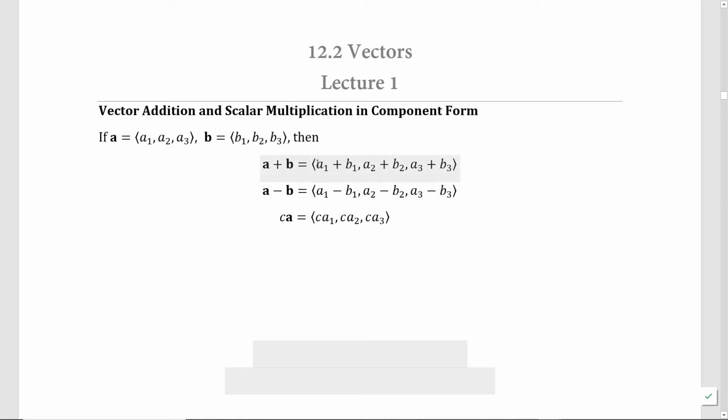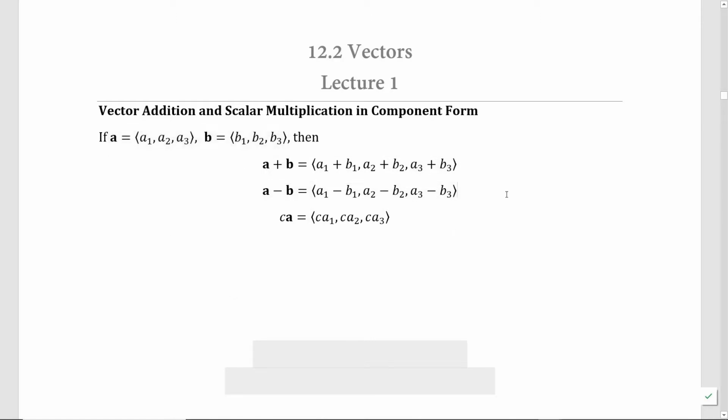So the first component of the sum is the sum of the first components of the summand vectors. And the second component of the sum is simply the sum of the second components. And the third component of the vector is also the sum of the third components.